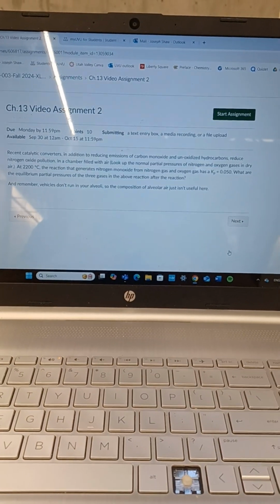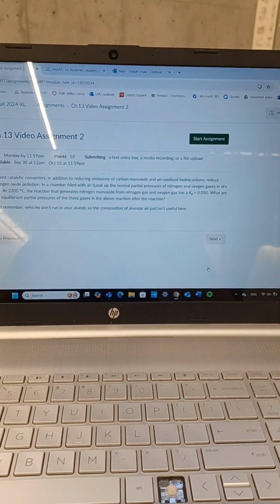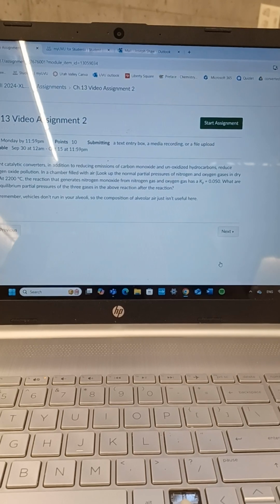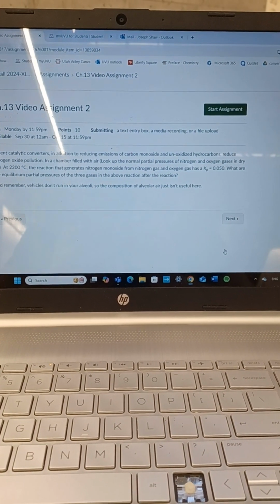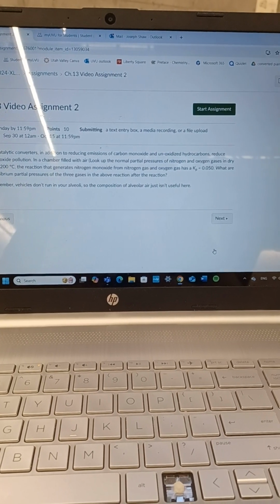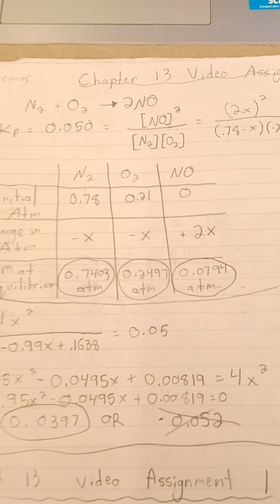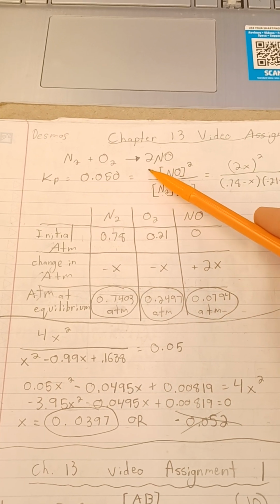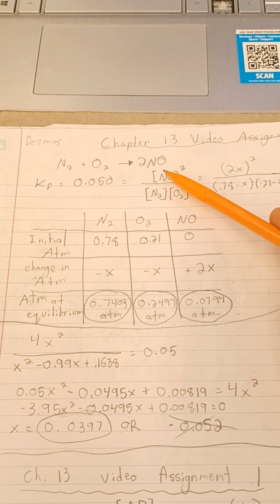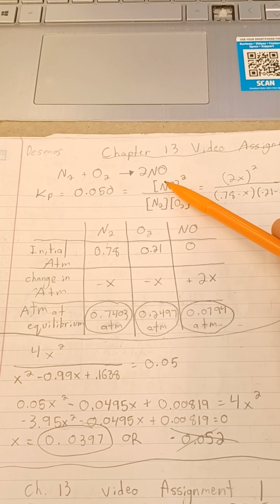Okay, for video assignment number 2. So basically what we want to find are the equilibrium partial pressures of the three gases in the above reaction. The reaction highlighted being N2 plus O2 equals 2NO. That's the balanced reaction that we have there.